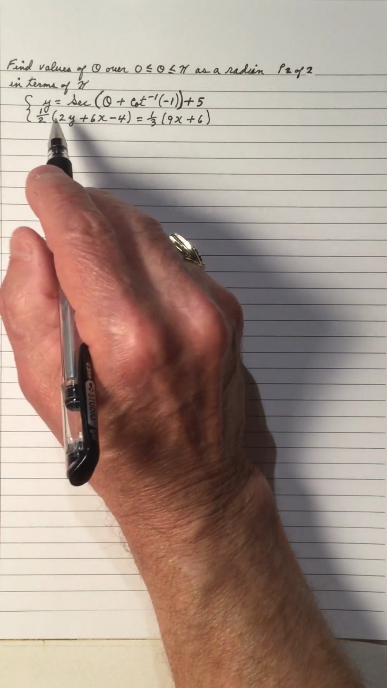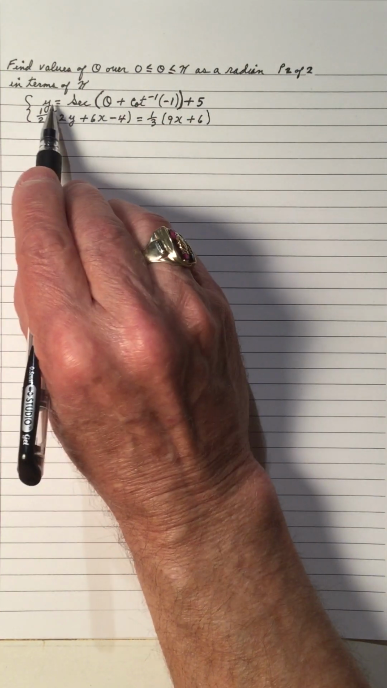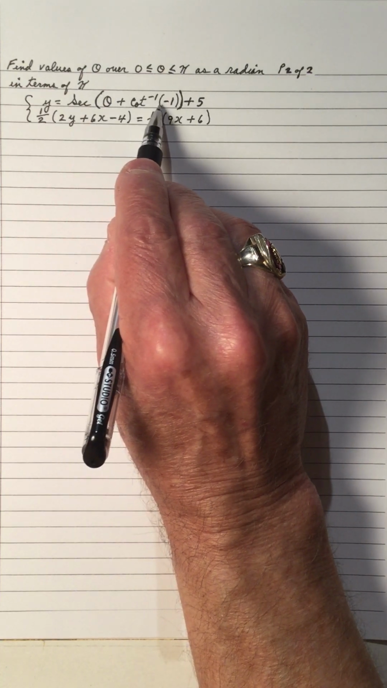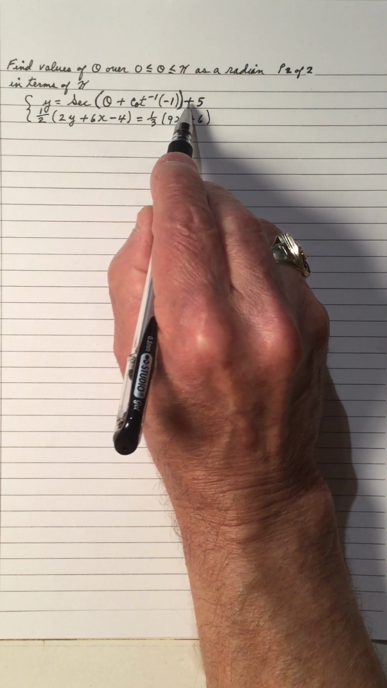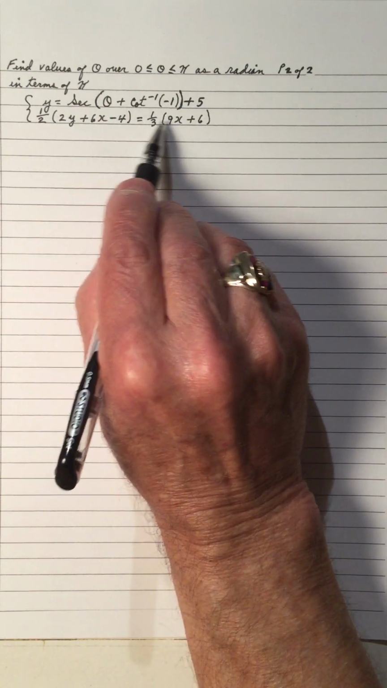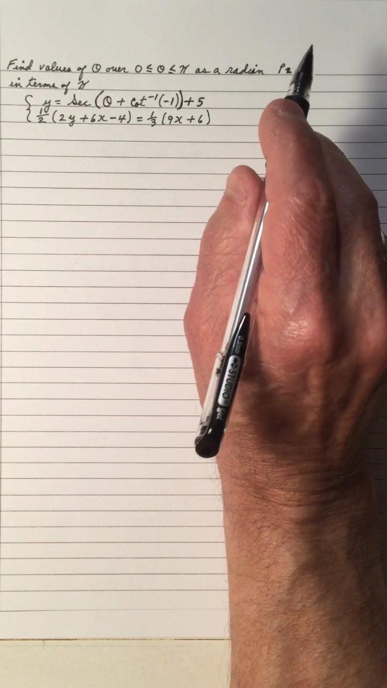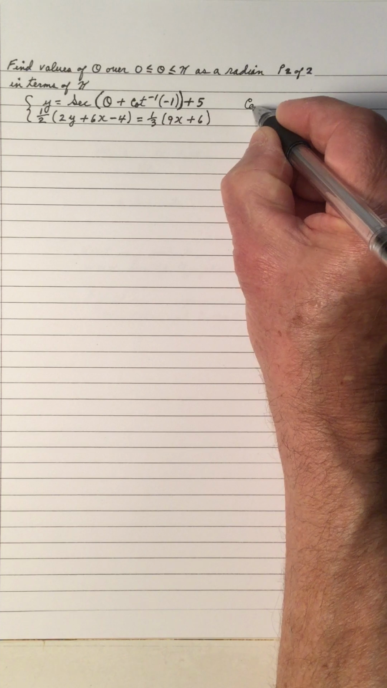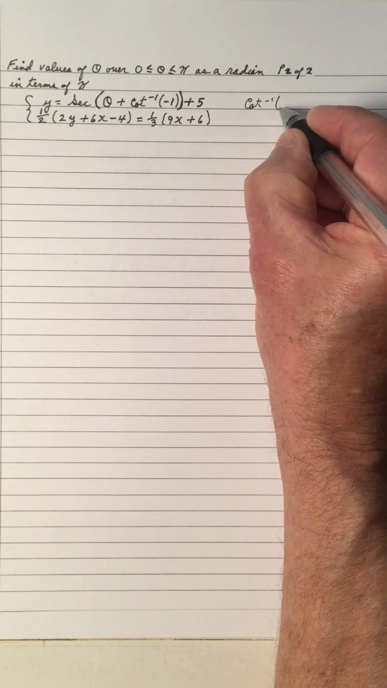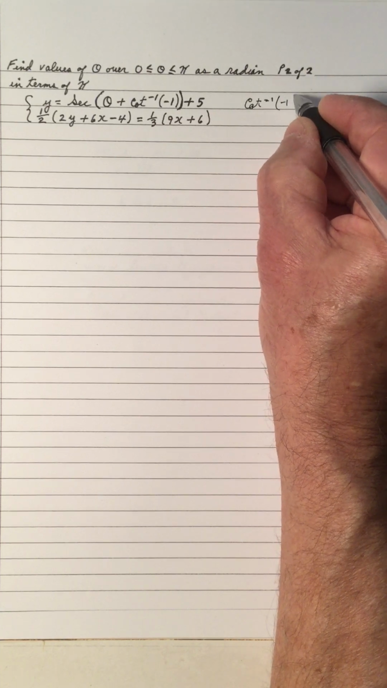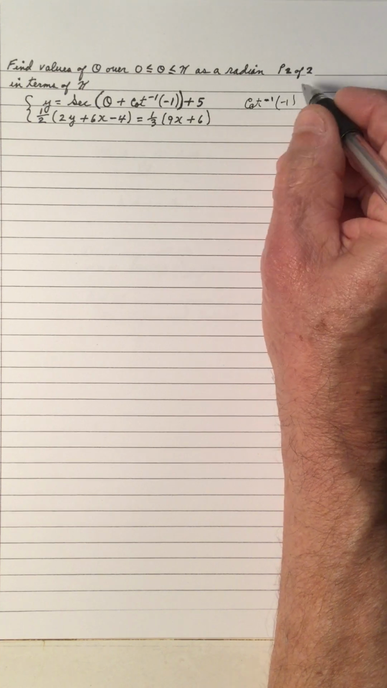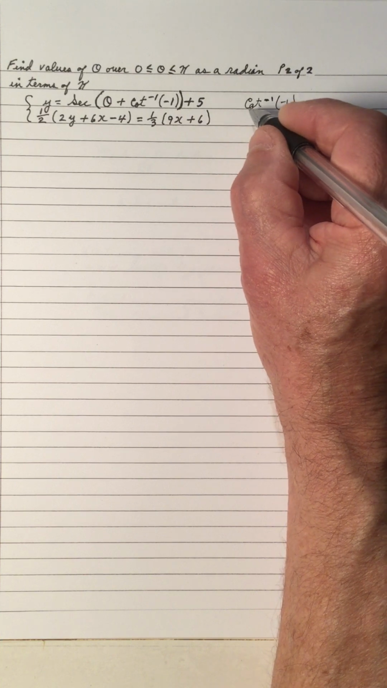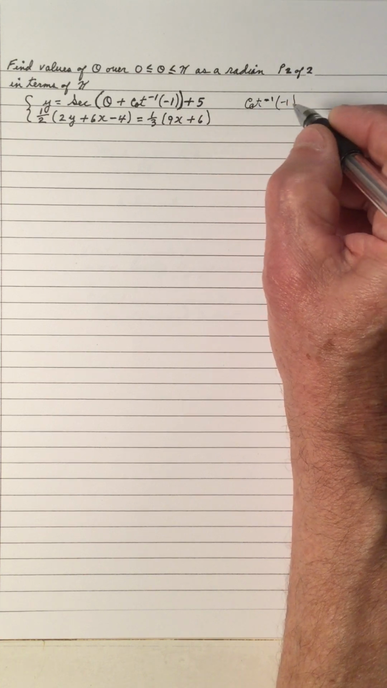Now we have two equations making the system. y equals the secant of theta plus cot to the negative 1 of negative 1, plus 5. And we have this equation in terms of x and y. This looks different. The cot to the negative 1 means arc cot of this number.